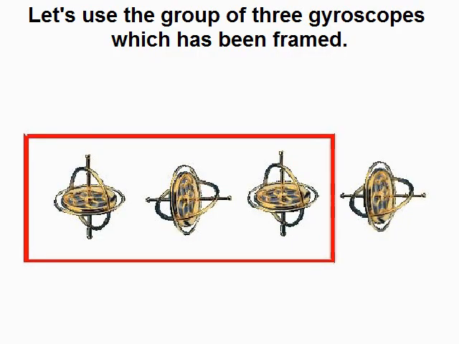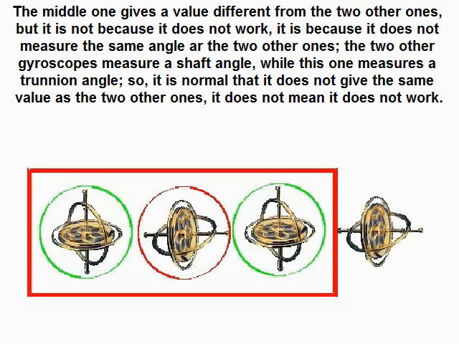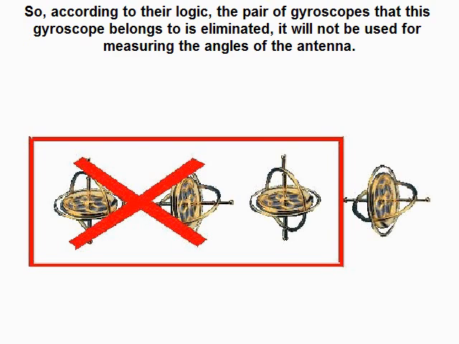Let's use the group of 3 gyroscopes which has been framed. The middle one gives a value different from the 2 other ones, but it is not because it does not work, it is because it does not measure the same angle as the 2 other ones. The 2 other gyroscopes measure a shaft angle while this one measures a run angle. So it is normal that it does not give the same value as the 2 other ones. It does not mean it does not work. So according to their logic, the pair of gyroscopes that this gyroscope belongs to is eliminated. It will not be used for measuring the angles of the antenna.